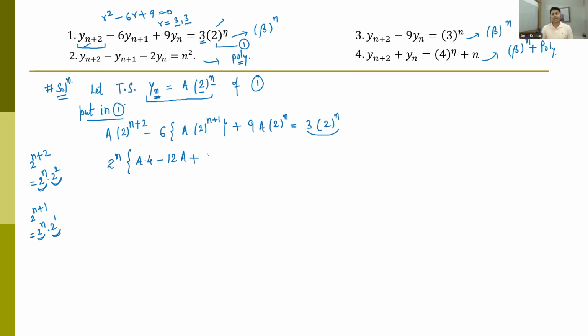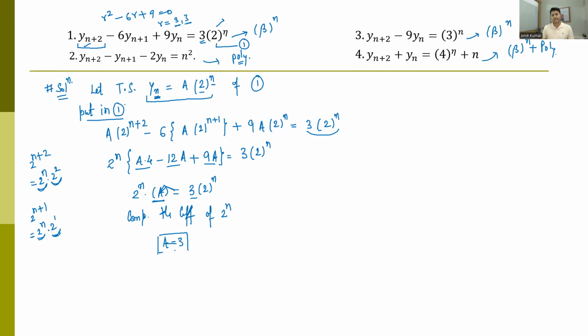The last term is 9 times a, and it is equal to 3 times 2 power n. Simplify. So 9 plus 4 is 13. 13 minus 12 is 1. So we get 2 into a, and it is equal to 3 into 2 power n. Compare the coefficient of 2 power n. So the left side has coefficient a, and the right side has coefficient 3. So the constant a comes out as 3.